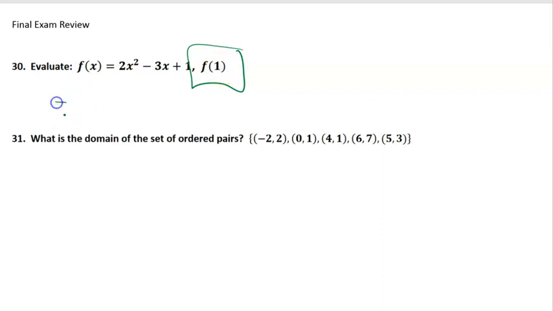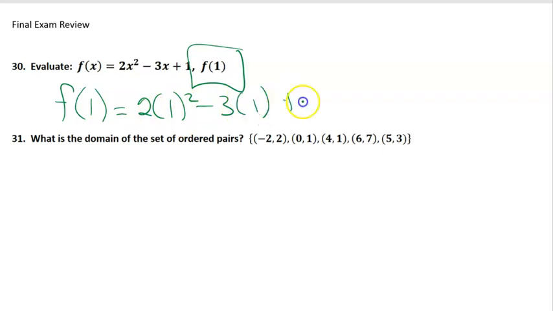So f of 1 is equal to 2 times 1 squared minus 3 times 1 plus 1. Everywhere there's an x, I took out this x and replaced it with 1. I took out this x and replaced it with 1. And wrote down the whole function as is. Now I just got to simplify. I got to do the math. So you do exponents first.